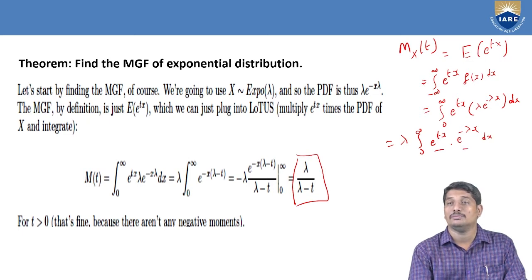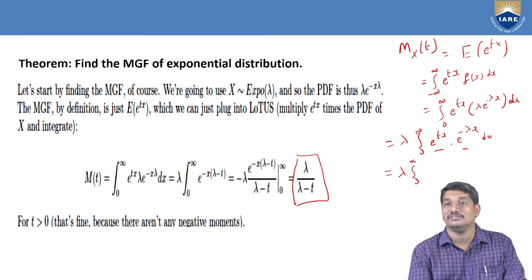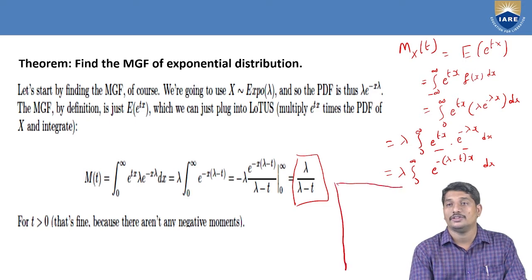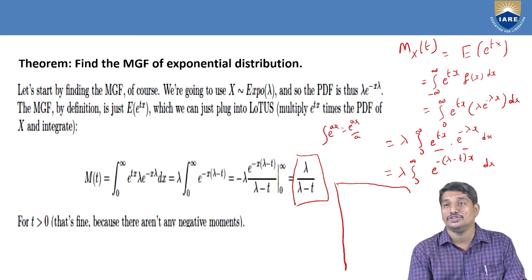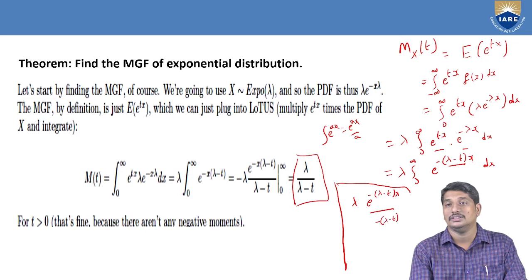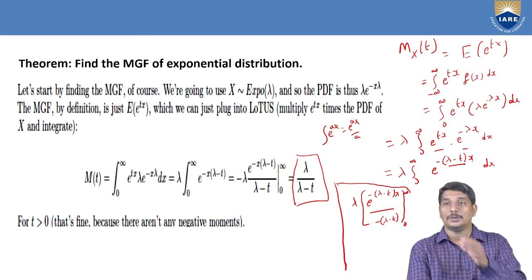Bases are equal means powers could be added, that is lambda into integral 0 to infinity e power minus lambda minus t into x dx. You know, integration of e power ax. Here I am going to write the remaining steps. What is integration of e power ax? You know, e power ax by a. So if you treat this as a, that means lambda into e power minus lambda minus t into x by minus lambda minus t, from 0 to infinity.